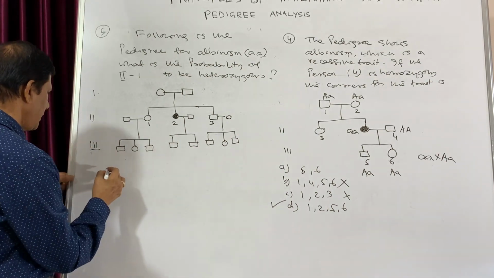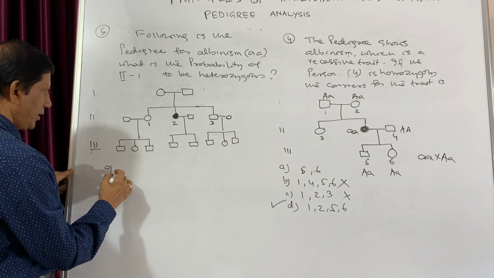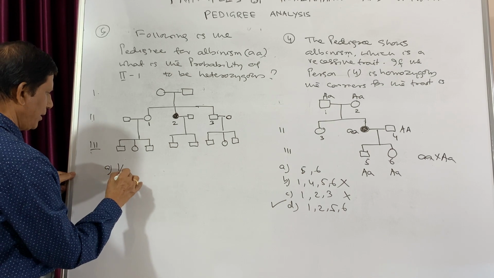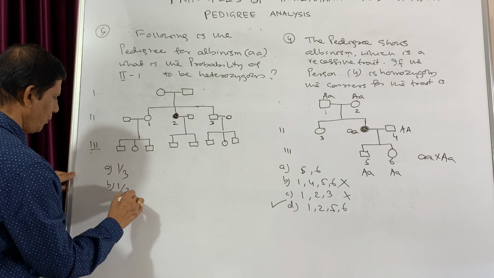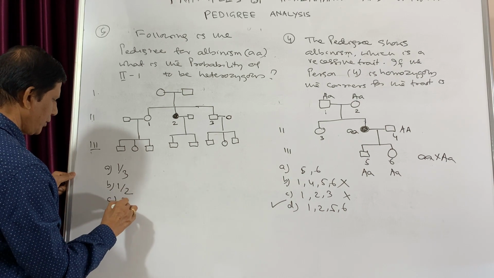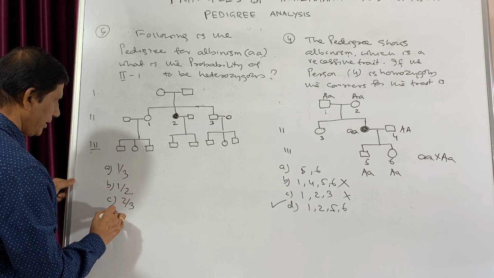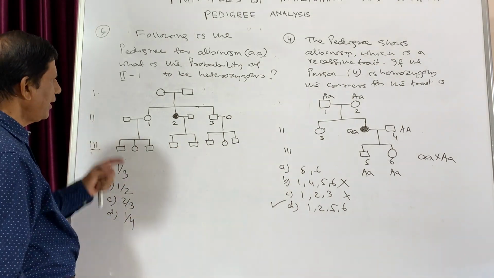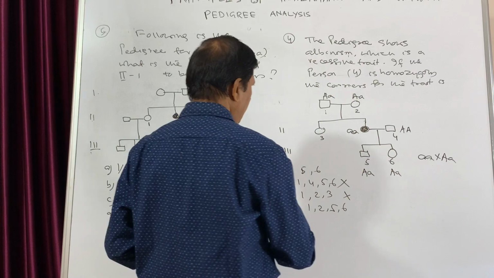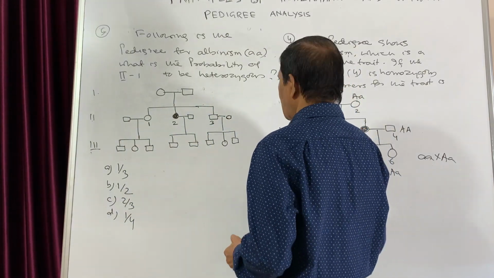Now, what are the choices? The first choice is 1 by 3, second choice is 1 by 2, third choice is 2 by 3, and the fourth choice is 1 by 4. Now, you have to see which one is correct.